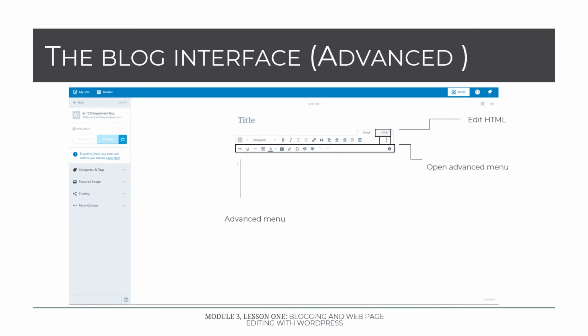The blog interface also has some more advanced features you can explore. These can be accessed by clicking the three dots on the right side of the menu bar. There's also a button that allows you to directly edit the HTML code for your site. This can be useful for embedding content, for instance. However, editing HTML is a highly advanced option that we won't be covering within this lesson.